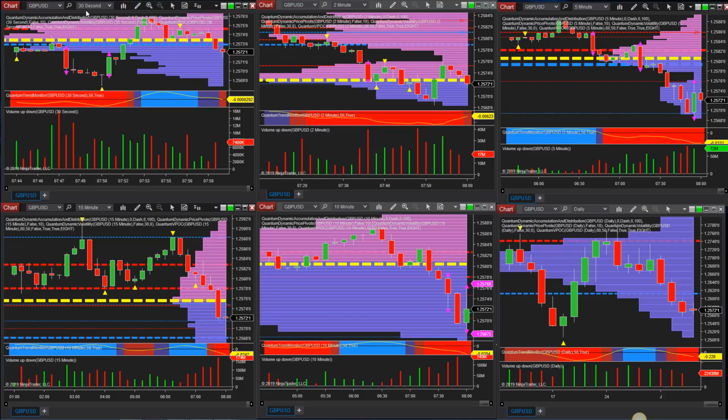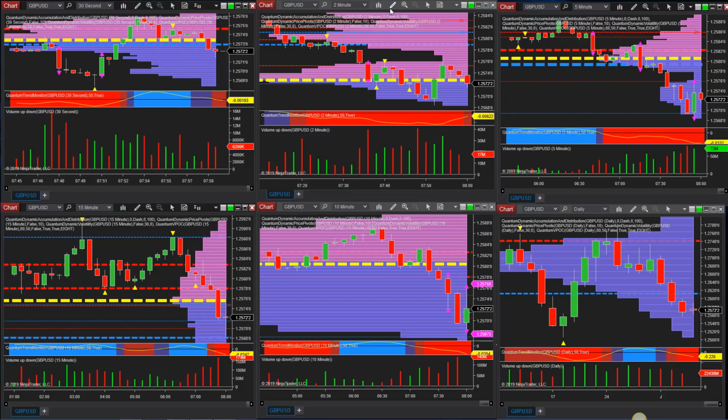This is the 30-second time frame. Got 30-second, 2 minute, 5 minute across the top. Down the bottom, got 10 and 15, and over on the right-hand side, daily. Sorry, these are reversed. Apologies for that. It should be the other way around.